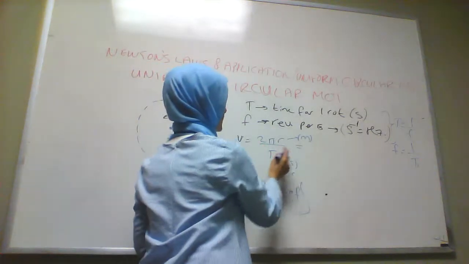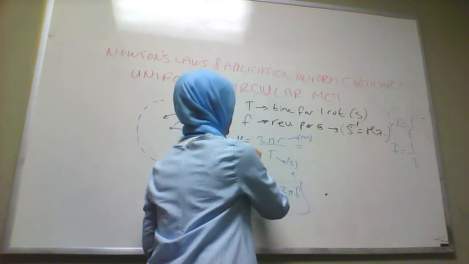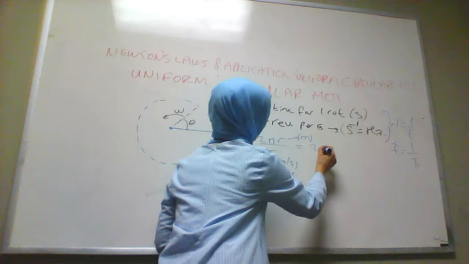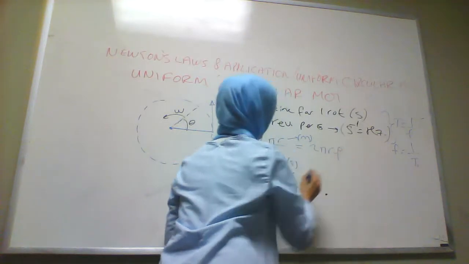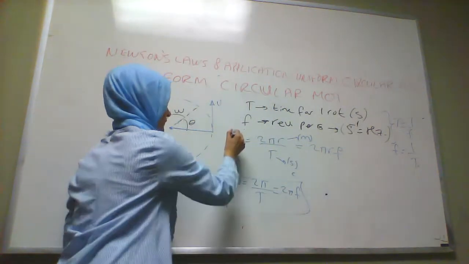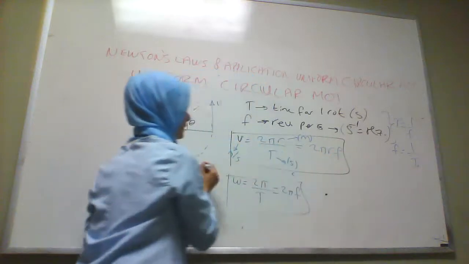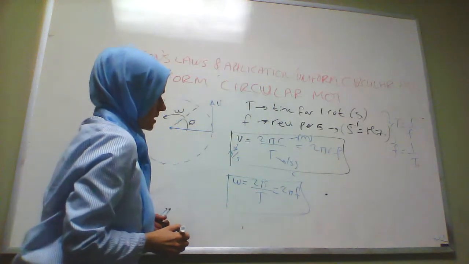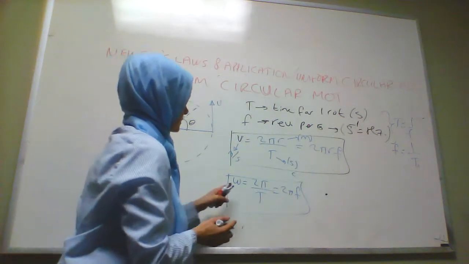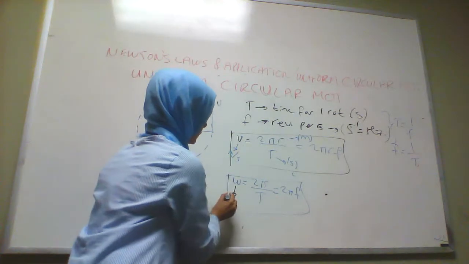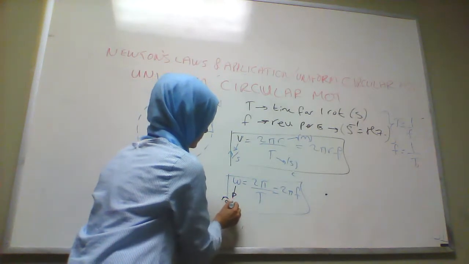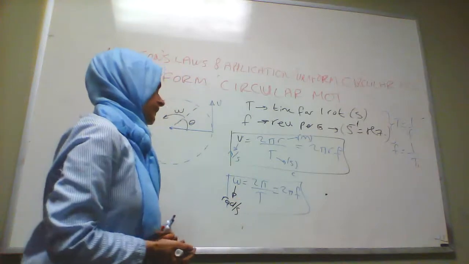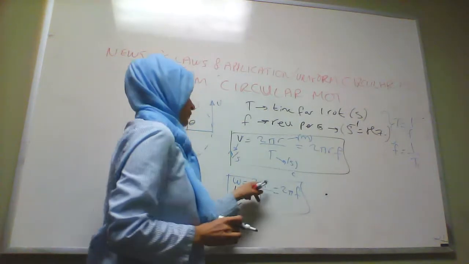Same in here, replacing T by 1 over f. Tangential velocity is also equal to 2 pi r times f. Also take this in brackets, in a box. The unit for angular velocity is rad per second, T is per second, and rad comes from the fact that we have 2 pi in here.